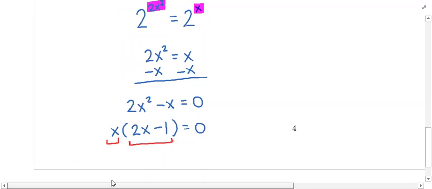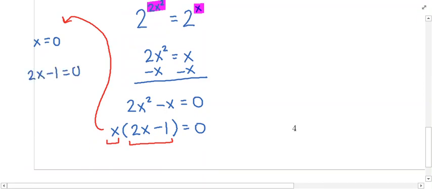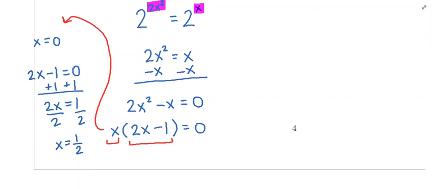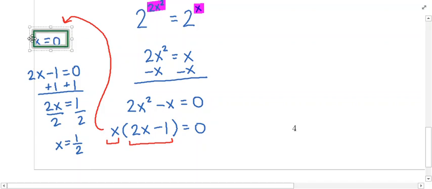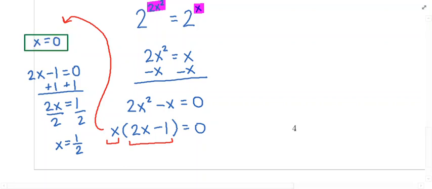So I'll write these over here. We're going to get x equals 0. That's going to be one solution. The other solution is going to come from 2x minus 1 is equal to 0. Add 1 to both sides and then divide by 2. And so you're going to get another solution of x equals 1/2. So in this situation, we have two solutions. x can be 0, or x can be 1/2.